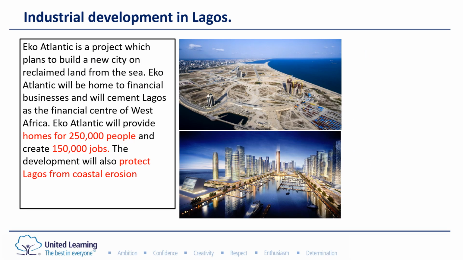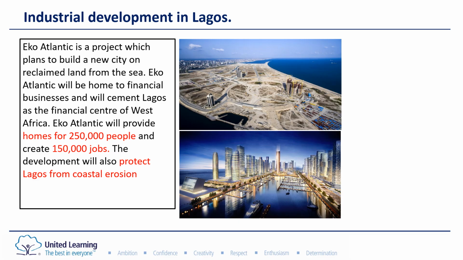We also looked at industrial development in Lagos, and this photo here shows the Eco-Atlantic project. It shows you the current state of it, where they've reclaimed the land from the sea, and the bottom picture shows the end goal, what it's going to look like, the financial centre. So Eco-Atlantic is a massive industrial project which is stimulating economic growth in the city.